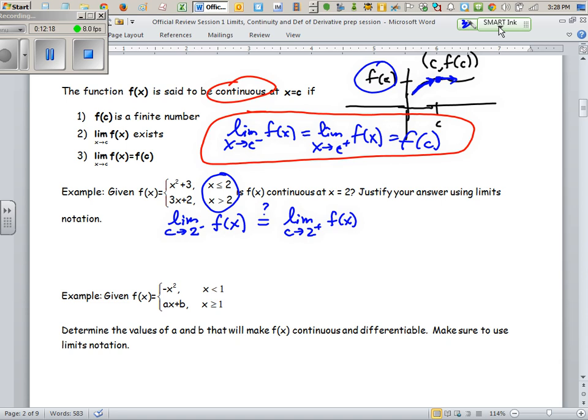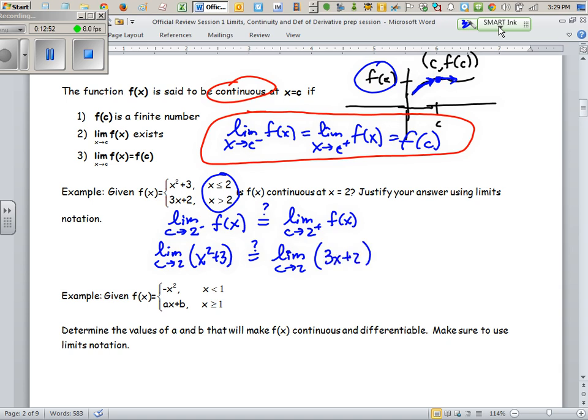Now, 2 minus means 2 from the what? Left. So you'll be plugging 2 into one of these expressions. Which one? The top one, right? So what I would do is write this. Limit as x goes to 2, and you can drop the superscript now. You don't need it anymore because you're going to write x squared plus 3 here. And then on the other side, you're going to write limit as x goes to 2. This time you're doing the right piece. So what would you write here?